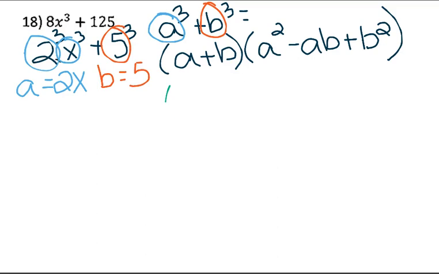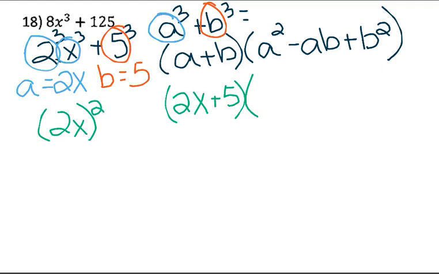All right, so now let's begin by plugging into the formula. First, I'm going to plug in my a, which is 2x. My b is 5. Next, it says to plug in a squared. Be careful, because 2x squared means that I have to square both of these. So 2 squared is 4, and then x squared.